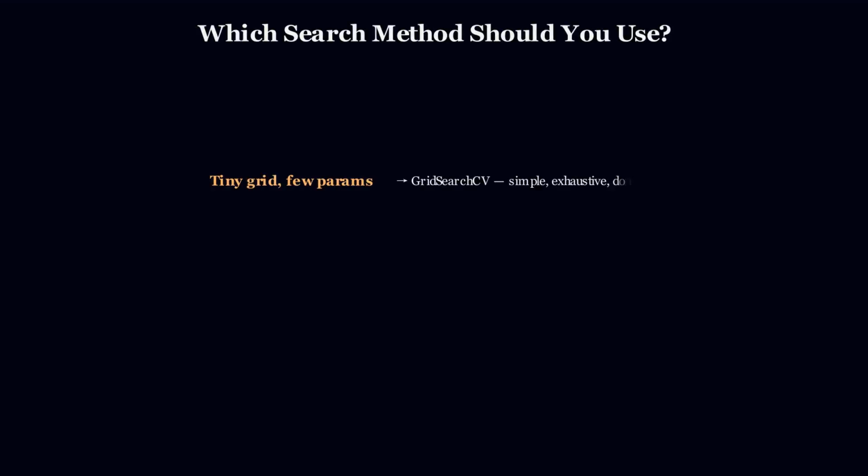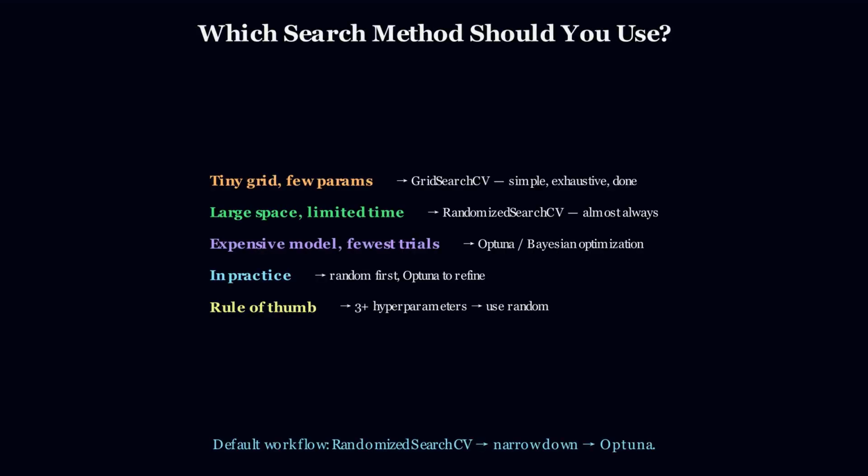So which one should you actually reach for? Tiny search space, few hyperparameters: GridSearchCV is fine, even simple. Large space, limited time budget: RandomizedSearchCV almost always. Expensive models want the fewest trials possible: Optuna. In practice, random search first, Optuna to refine the best region.